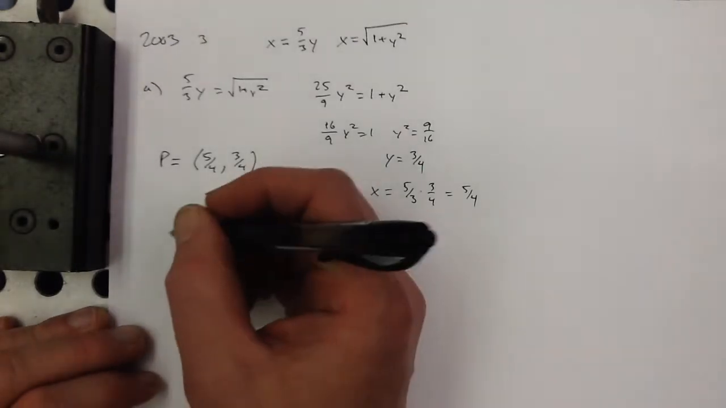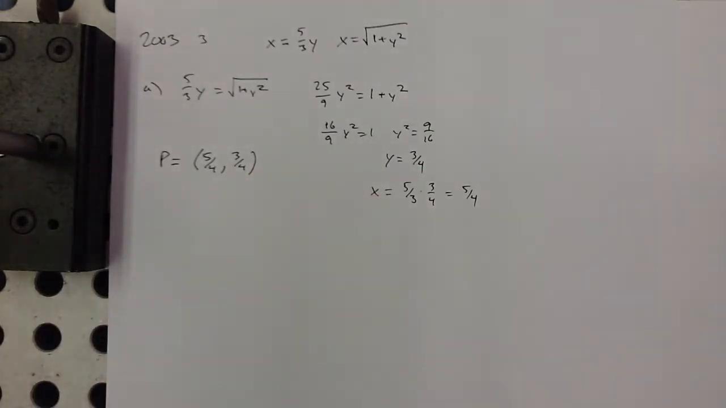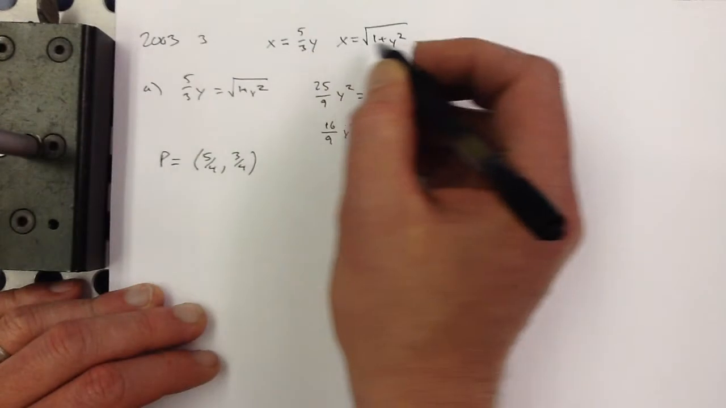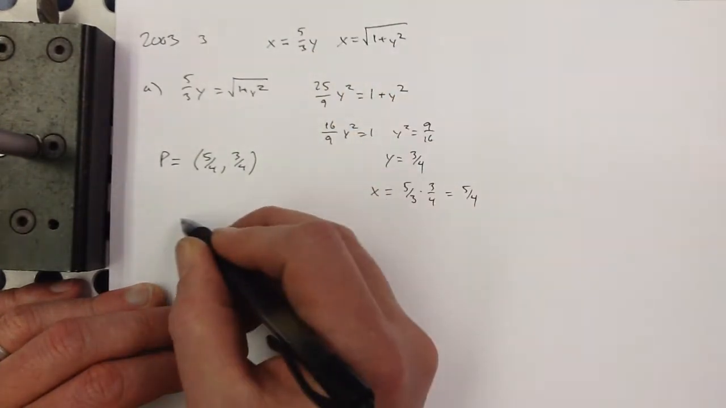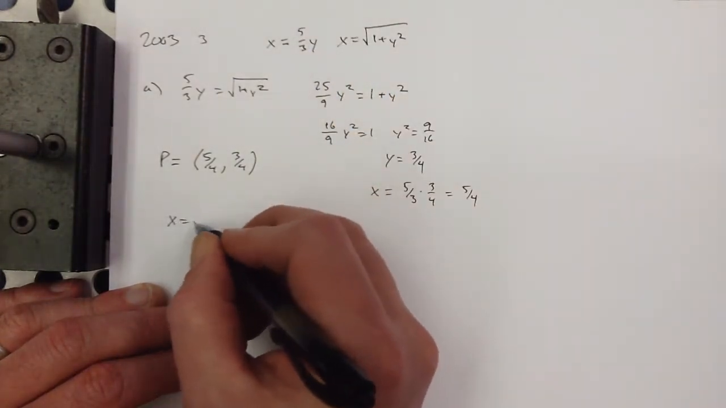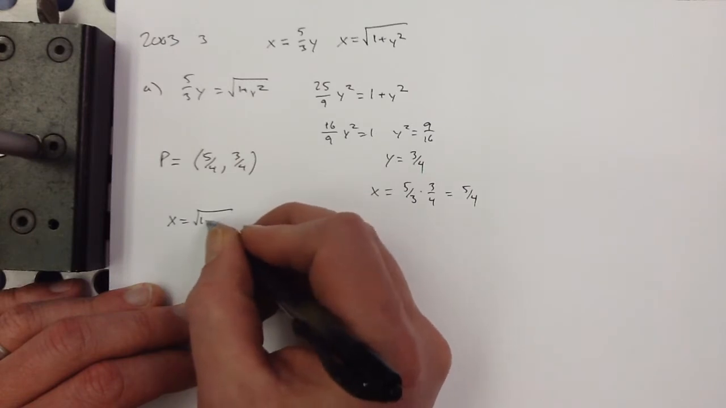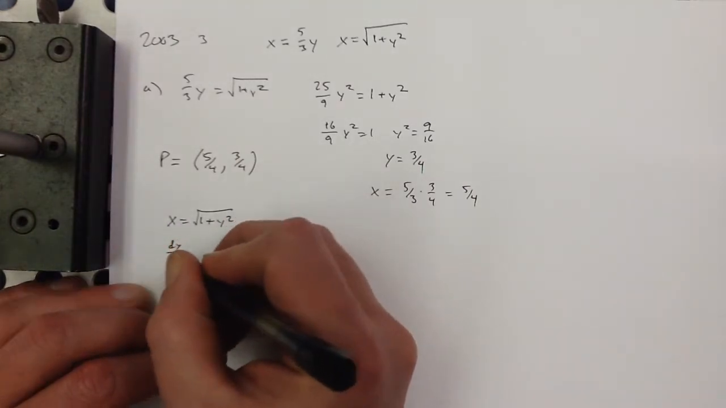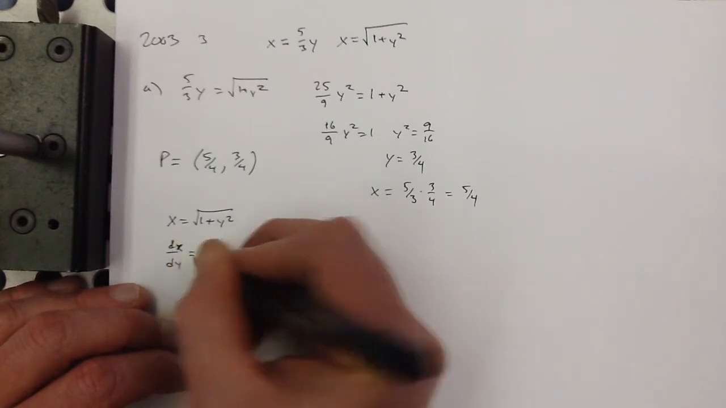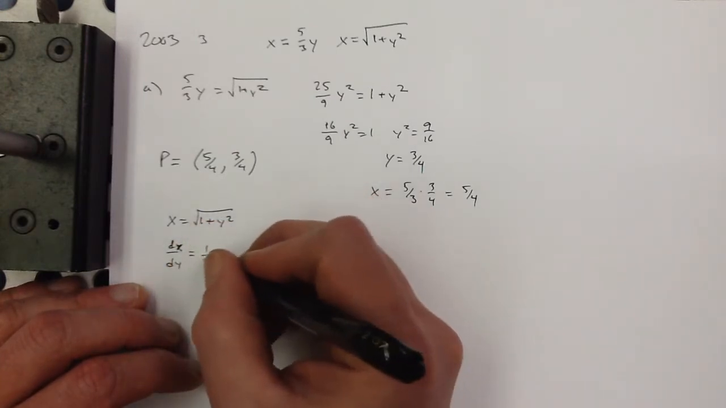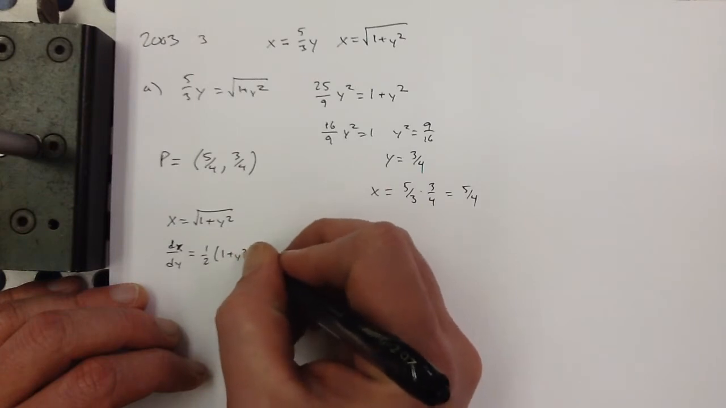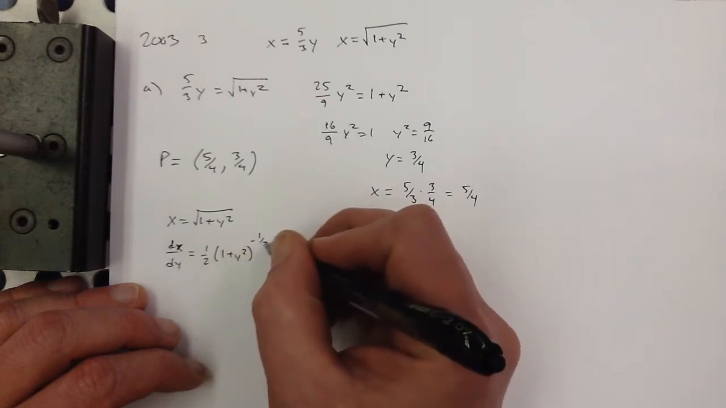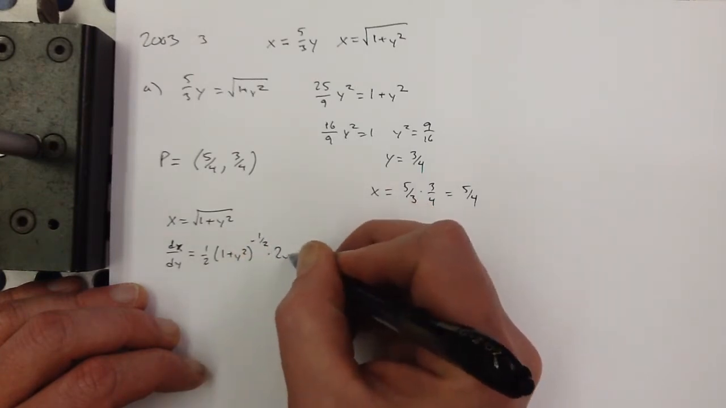And the next part of part A is another part. Find the value of dx/dy for the curve C at point P. Well, let's see. X equals this. And they want dx/dy, so that means it's actually set up the right way. So dx/dy is equal to 1/2 times 1 plus y squared to the negative 1/2, times the derivative of what's inside.